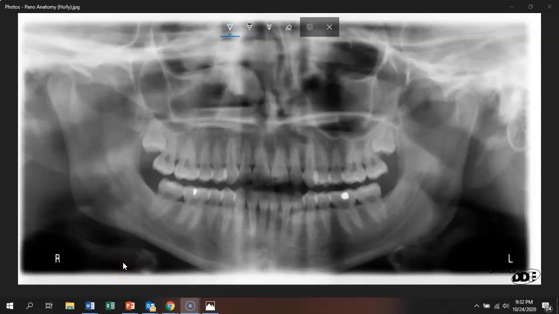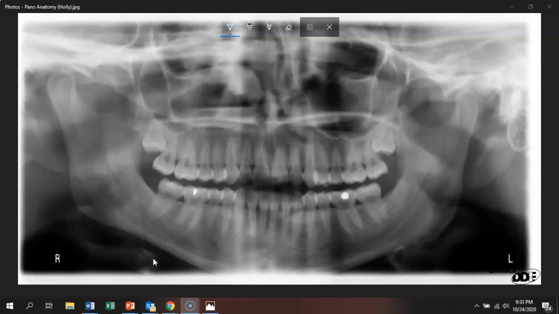Hi everyone, I wanted to do another video with another example of some landmarks. So I just grabbed another pano where I could see some landmarks that are going to be on the exam. I just wanted to show them in another form, in another pano. So just to go through some areas here.